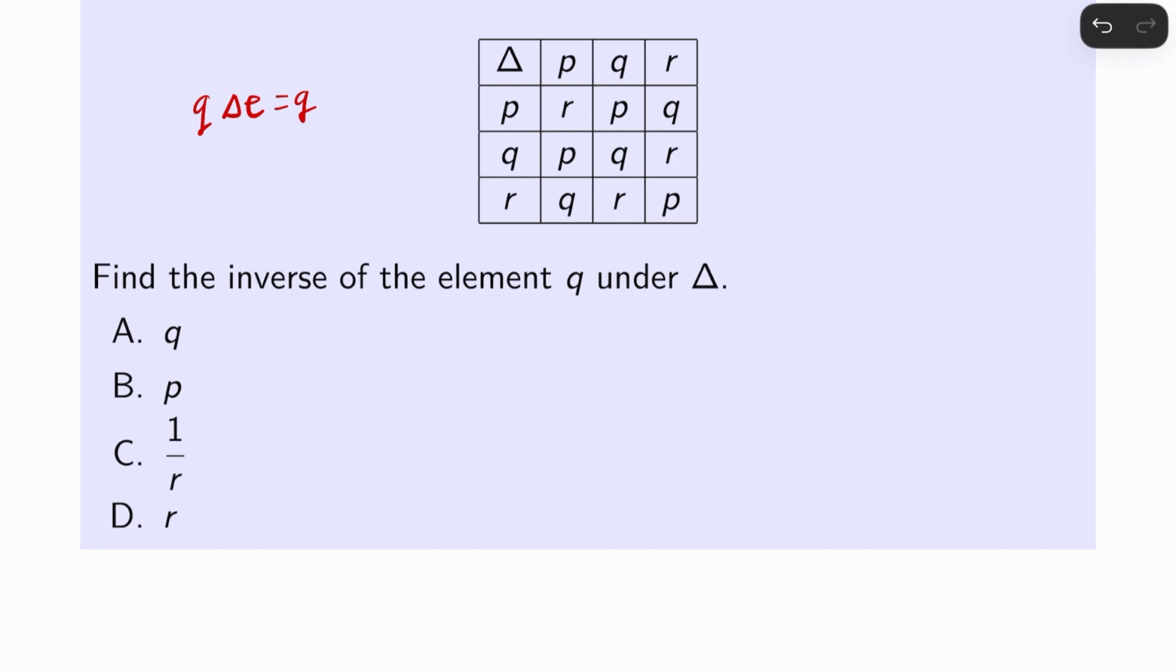So here our focus is to find the element such that Q triangle that element is going to give us Q, right? So from the table we have Q triangle Q is going to give us Q, right? And so the identity element is equal to Q, right? Likewise, P triangle the identity element should give us P. And so we have P triangle Q is equal to P. Also, R triangle Q is equal to R, right? So the identity element is Q.